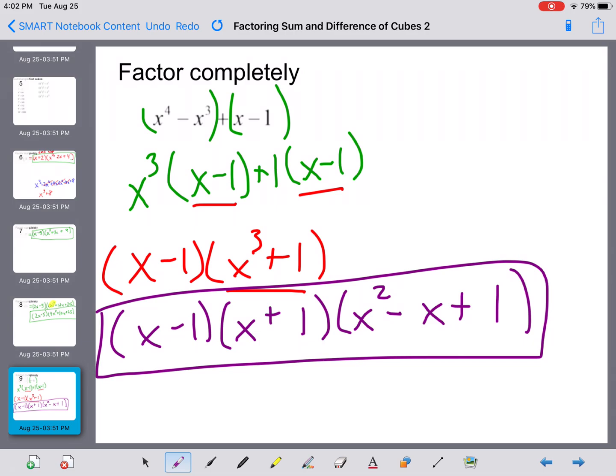So always be checking for sum and difference of cubes whenever you are finished factoring by any other method.